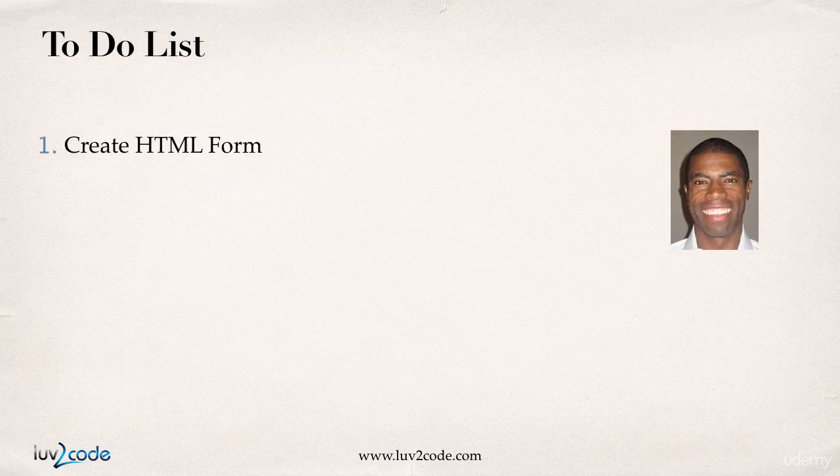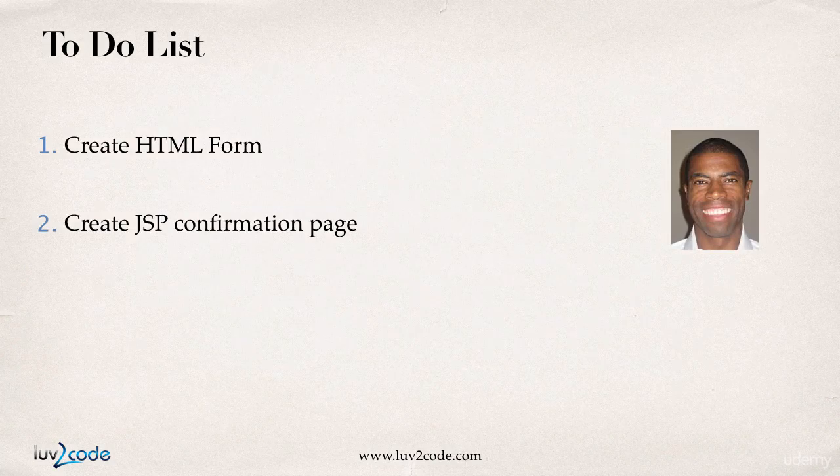So the first thing we have to do is create the HTML form. And then the second thing we'll do is create the JSP confirmation page. And what I'll do is I'll actually break this up and show it in a separate video as far as all the Eclipse coding. So I'll see you in the next video.